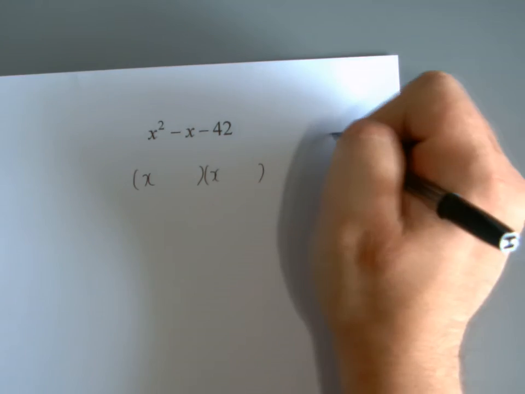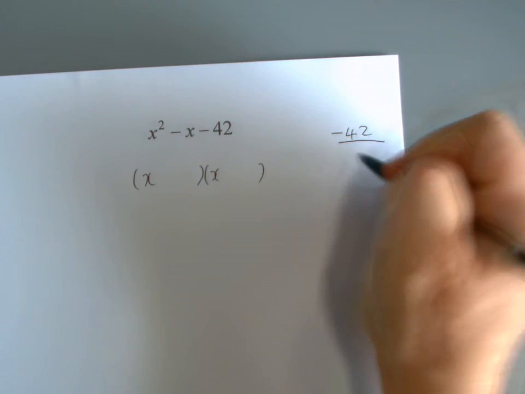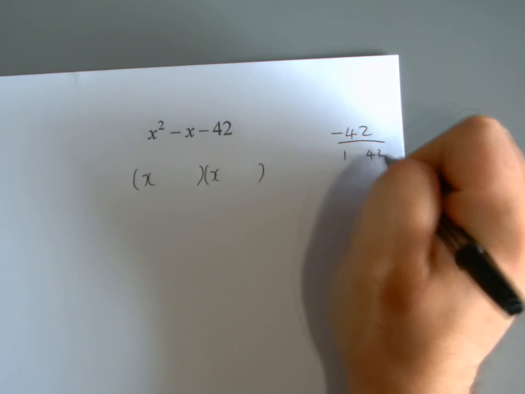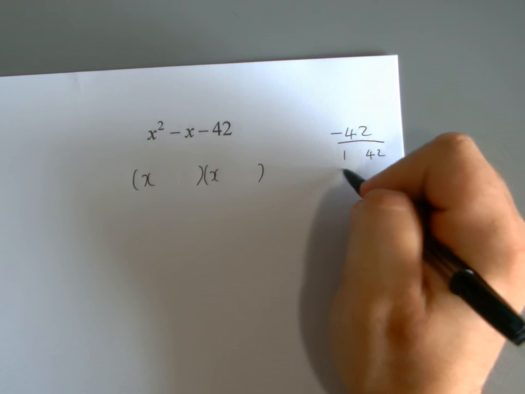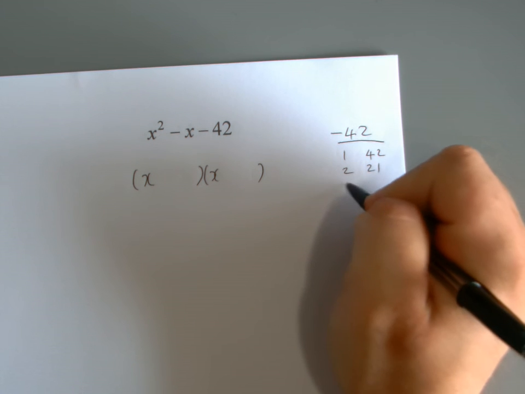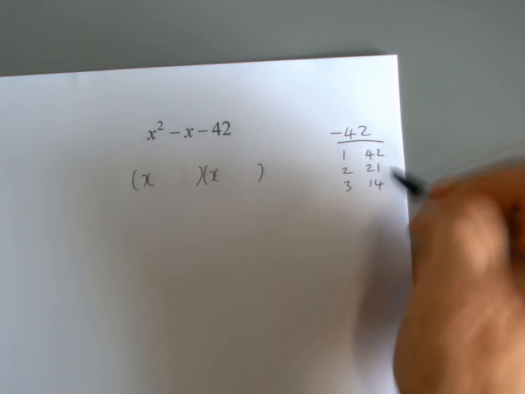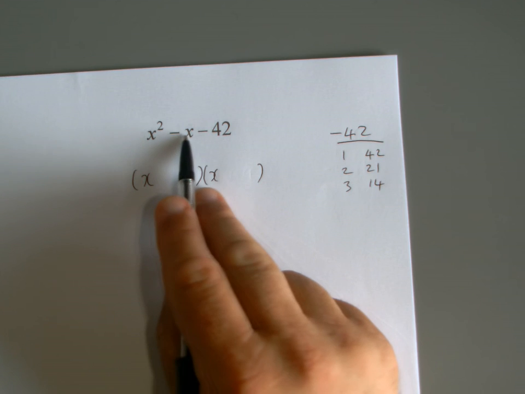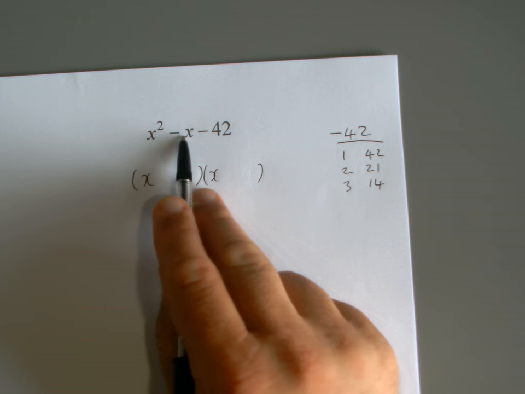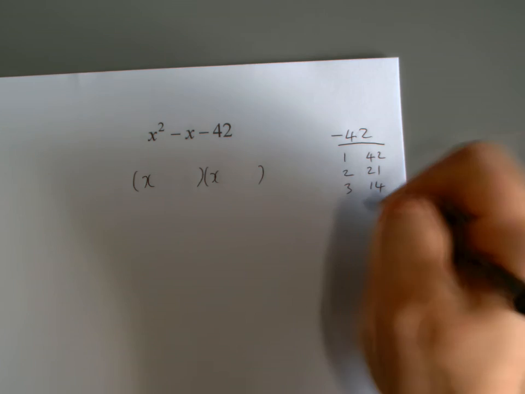This time I need them to multiply to give negative 42. Well, 1 and 42 is a pair. No good. 2 and 21, that's no good. 3 goes into it 14 times, that's no good. Remember, I'm looking for the numbers to add up to give that number there, which is negative 1. We haven't got 1 there, but it is negative 1.